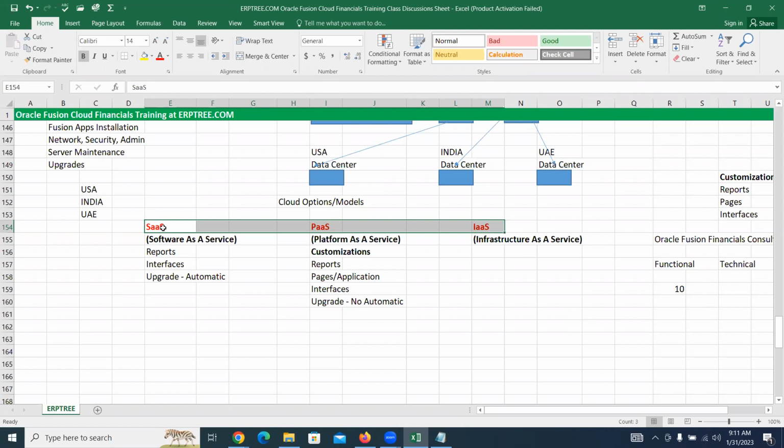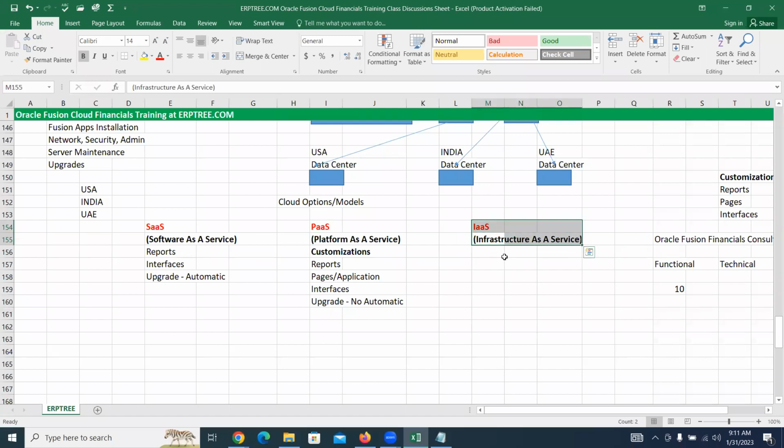So when we talk about cloud from Oracle or any cloud computing company, you can have these three options to adopt for your company: SaaS, PaaS, IaaS. SaaS stands for software as a service. First, S stands for software. Second, A stands for as. Third, A stands for a. Fourth, S stands for service. SaaS means software as a service. PaaS means platform as a service. P stands for platform, A for as, A for a, S for service. IaaS stands for infrastructure as a service.